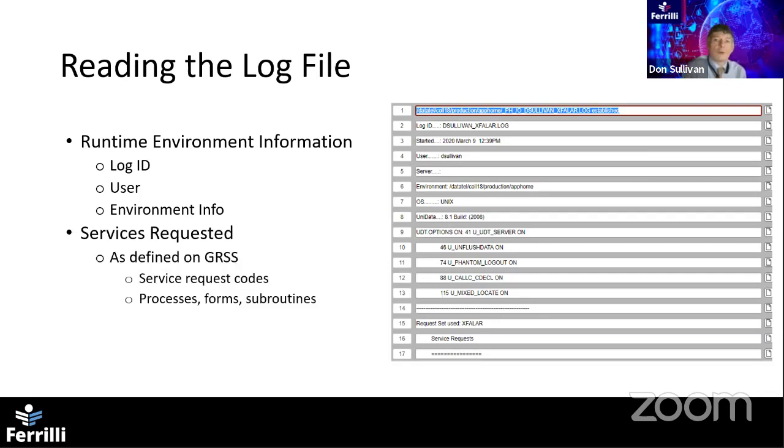A little further down in the log, you'll see what services were defined when we set this up on GRSS, and the processes and subroutines forms that you've defined in there as well. And then the diagnostics text follows that in detail. Depending on what you've selected, like we talked about before, that is going to be either a little bit or a lot of stuff, especially if you've put that asterisk in there.